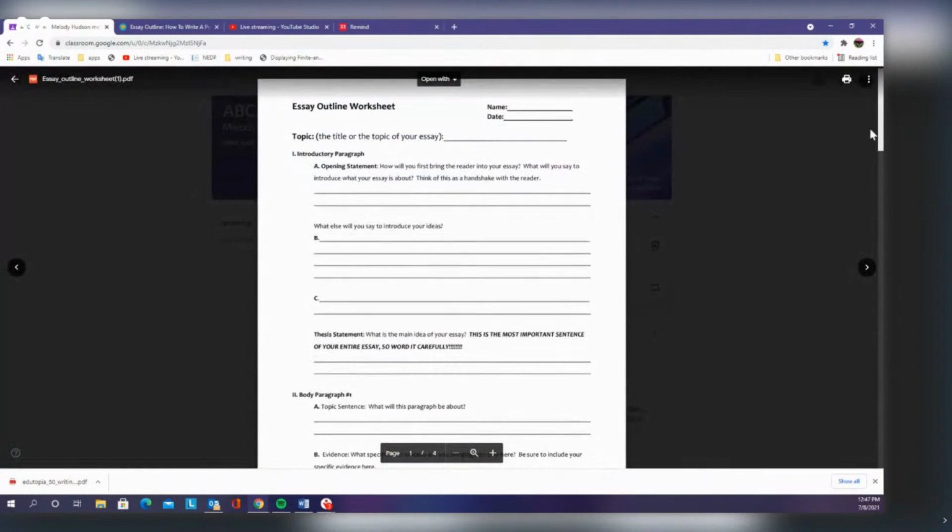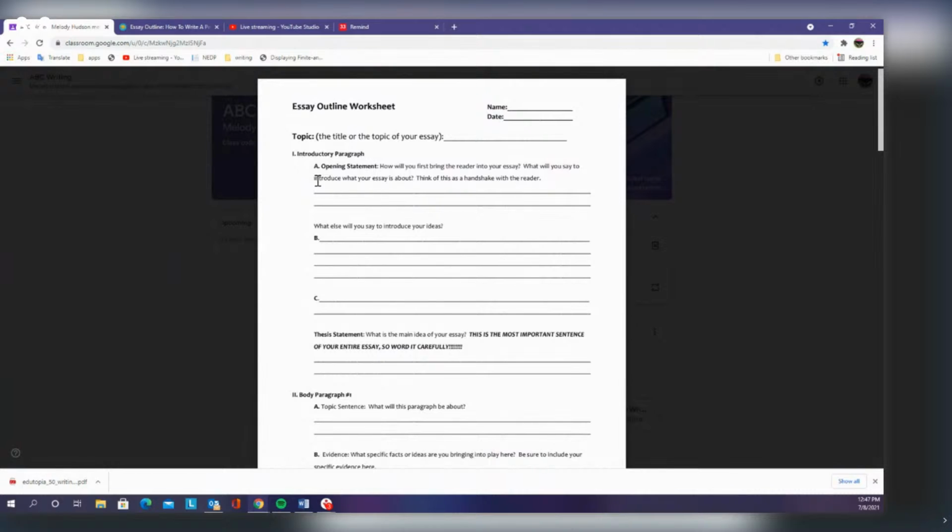it gives you the body again, introductory paragraph, opening statement. How will you bring your reader into your essay? And what will you say to introduce what your essay is about? Think of this as a handshake with the reader. And this is where you want to draw them in. You want your first statement to be fantastic, full of emotion. What else will you say? B, to introduce your ideas.